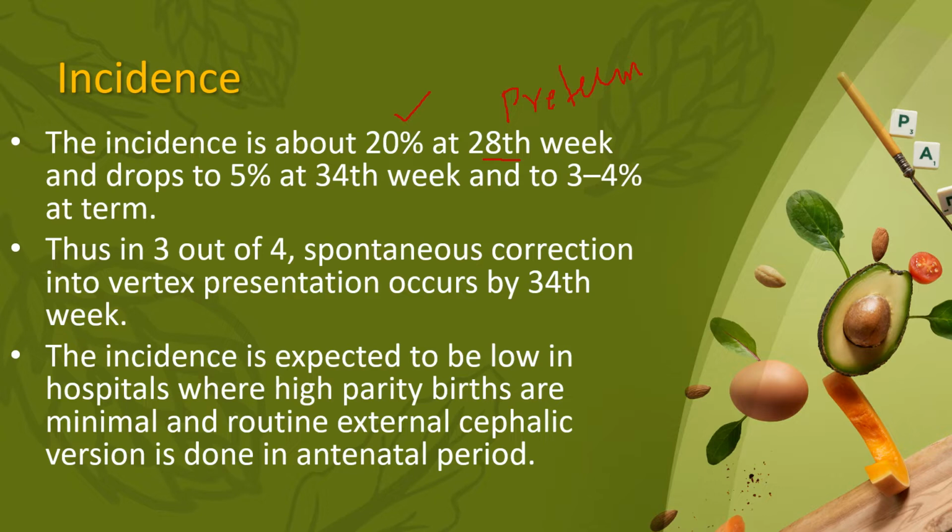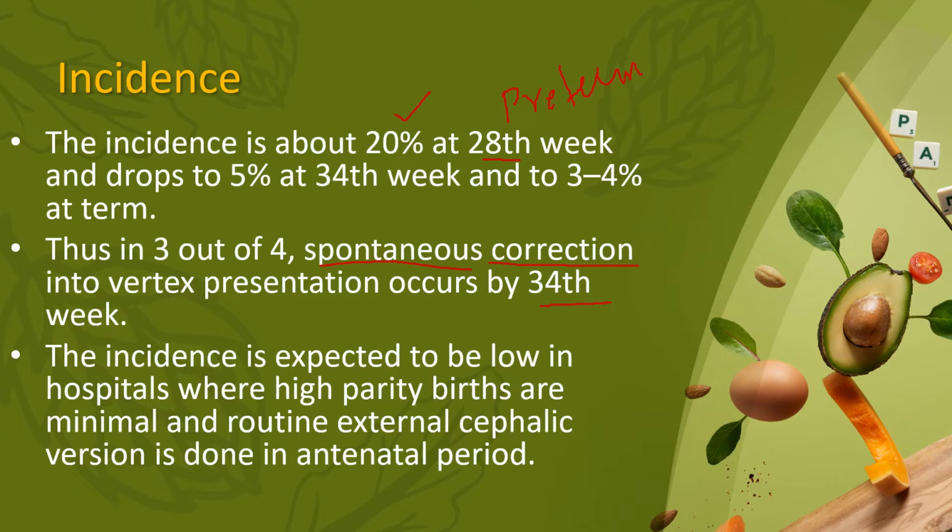Then it drops to 5% at 34 weeks of gestation because the baby has grown. At term it reduces again to 3 to 4%. Then in 3 out of 4 mothers, that is, among 4 mothers, 3 could have spontaneous correction on their own. Spontaneous correction happens by 34 weeks of gestation.